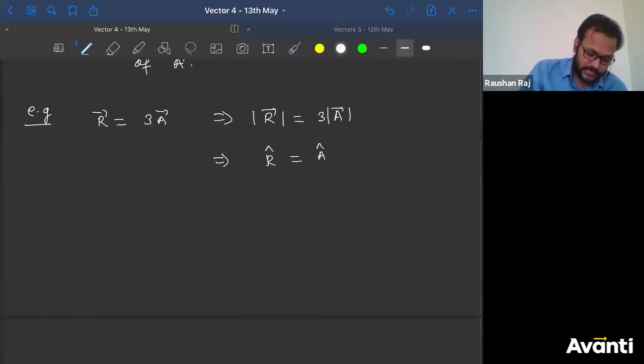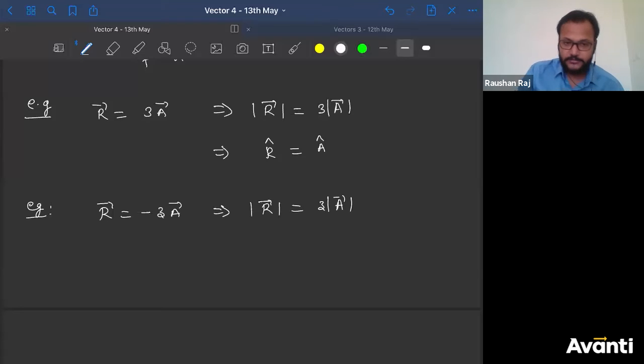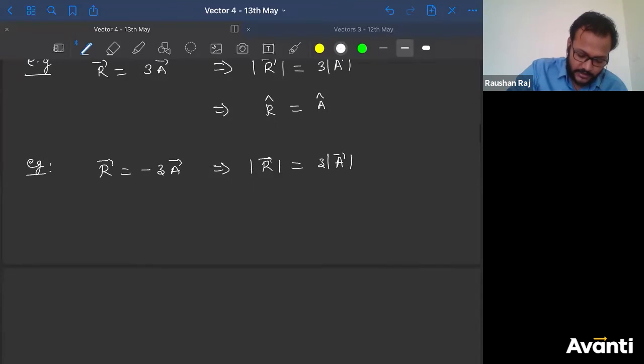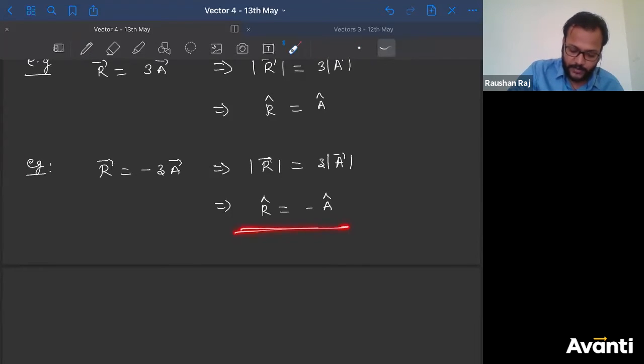Now, if I look at the opposite case, the second condition, if you have the second example as r vector equal to minus 3a vector, what data are you going to get? That modulus of r is equal to 3 into modulus of a only. It is multiplied 3 times, right? What about the direction? I'll say r cap is equal to minus of a cap. Why did I say that? What does minus tell us? Minus suggests the opposite direction.